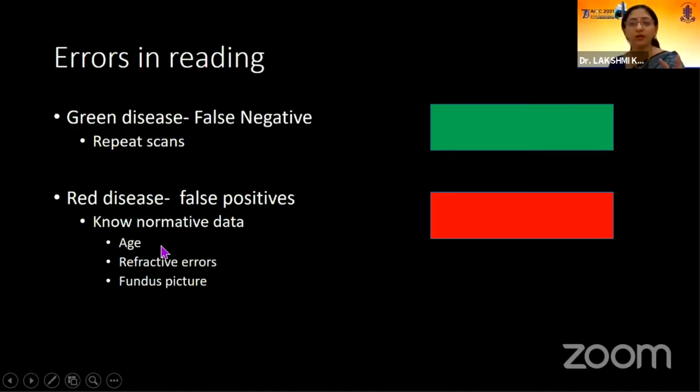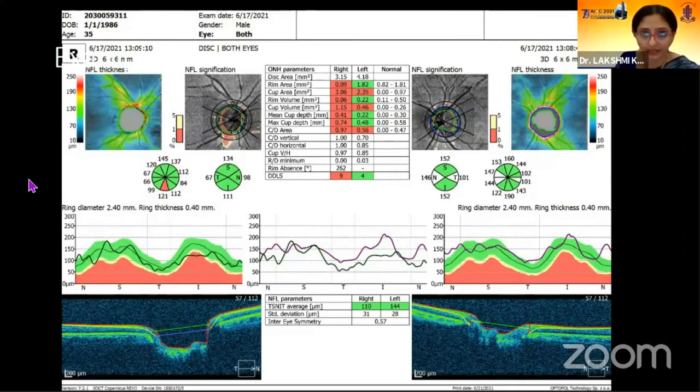So we need to know what the normative data is fed into the machine. Age should be more than 18 years. Refractive errors should be myopics less than -8 and hyperopes less than +6. And fundus pictures shouldn't have a peripapillary atrophy or an unusually very large deep cup. Those are not in the normative data.